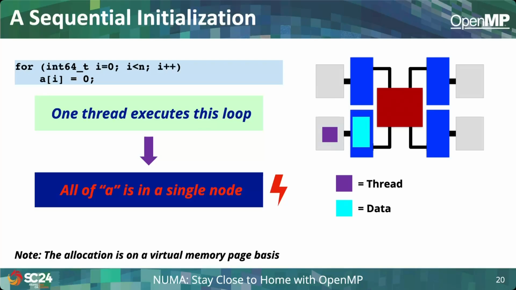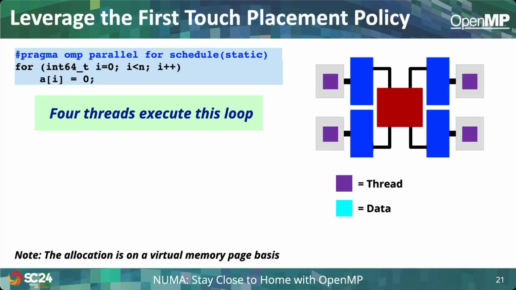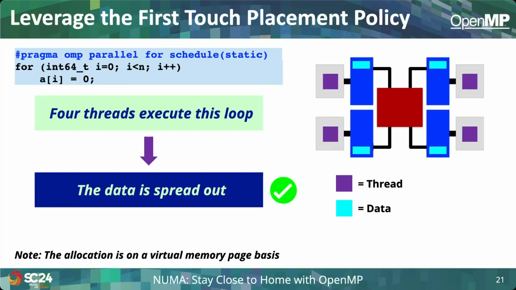That's not what we want. The solution is remarkably simple, and actually you can leverage first touch with our loop if we add a parallel for. Then that loop will execute in parallel with the static schedule. It means that each thread will initialize a slice of that vector. And if those threads are running in the various nodes, then we automatically distribute the data. We let the system do that, and that's a very general principle in NUMA tuning. You use first touch to your advantage.